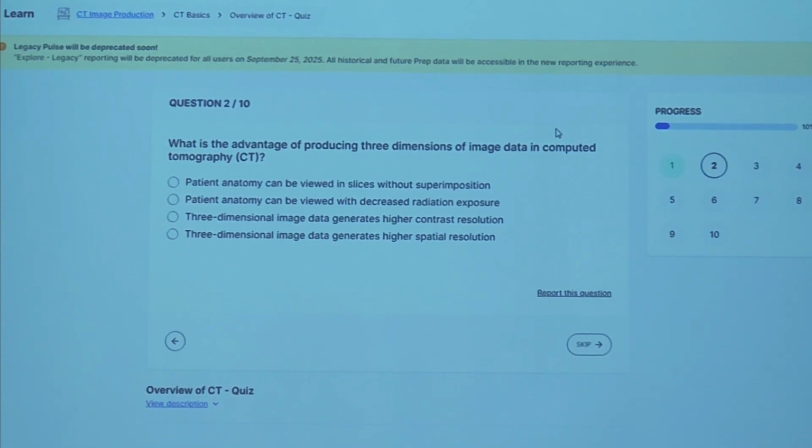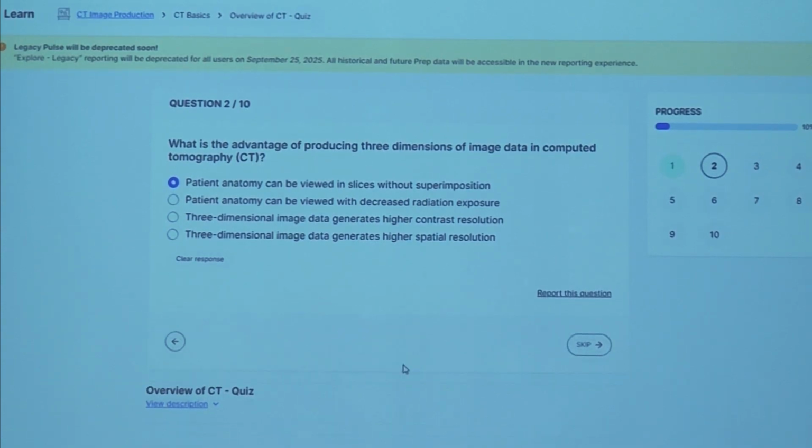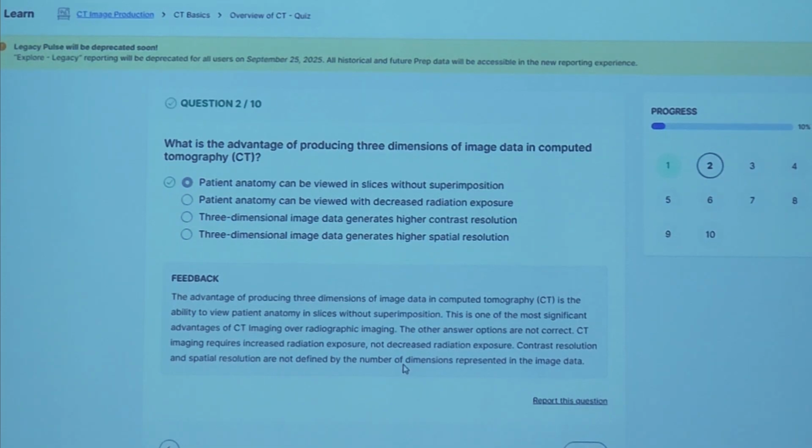Patient anatomy can be viewed in slices without superimposition. Patient anatomy can be viewed with decreased radiation exposure. 3-dimensional image data generates higher contrast resolution, and 3-dimensional image data generates higher spatial resolution. I am going to say, with all of the different types of reconstructions that we can create from an axial view, I'm going to follow through with number 1, and let's see, survey says, ding, ding, ding, ding.